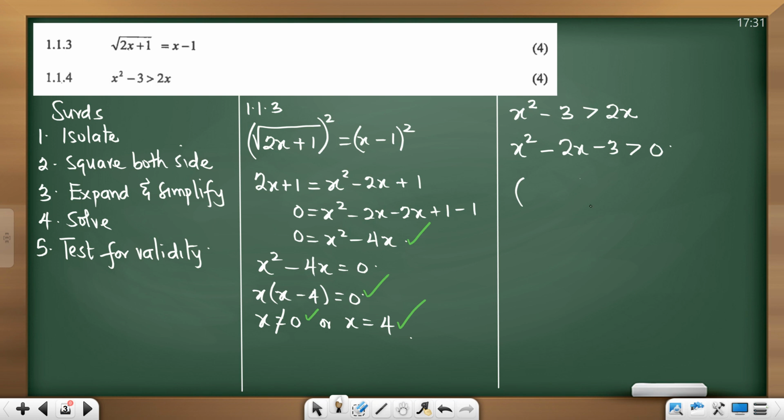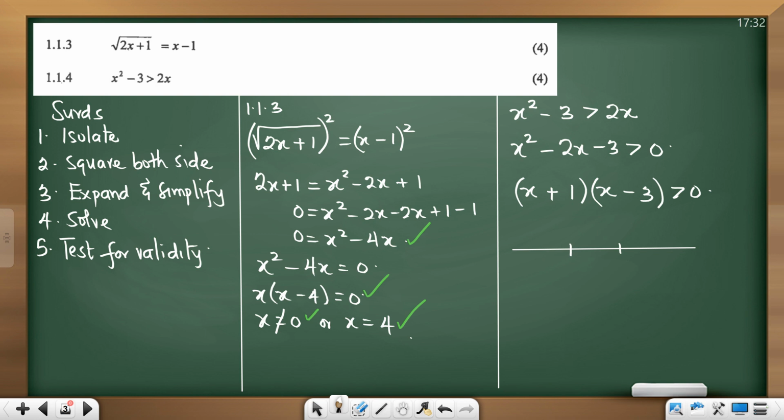What do we do here? We factorize, guys. We factorize. x, I have 3, I have 1. 1 minus 3 would give me negative 2. Now, please, don't do any funny thing. Once you see it on a number line, it is your key, critical value.